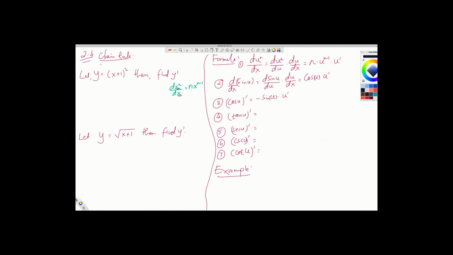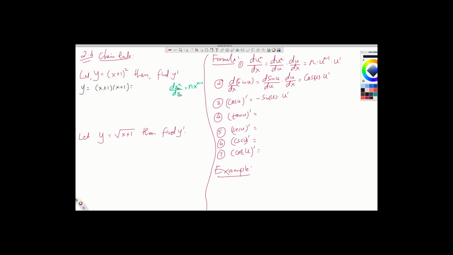Let us take an example. If y equals x plus 1 whole squared, how do you find y prime? For this one, it was not a bad problem because you can just FOIL it. You can write x plus 1 times x plus 1. So before you find the derivative, you just simplify it.